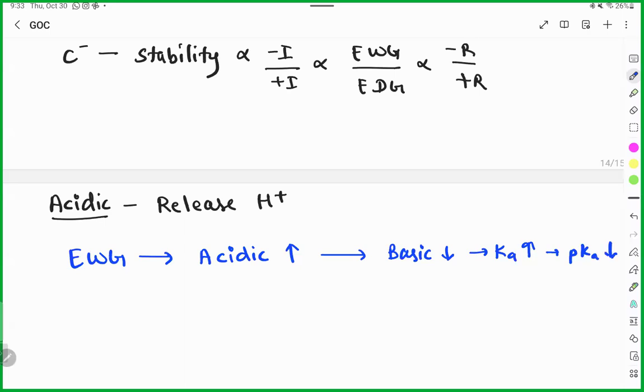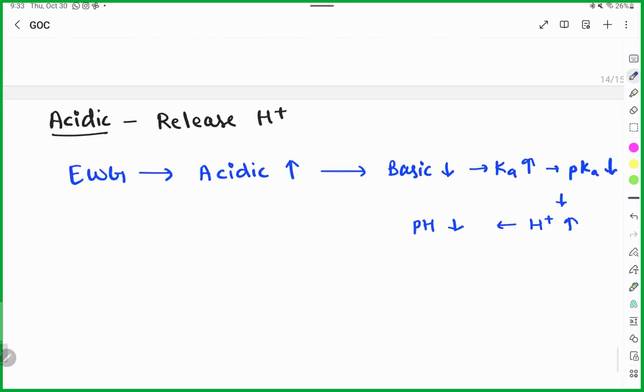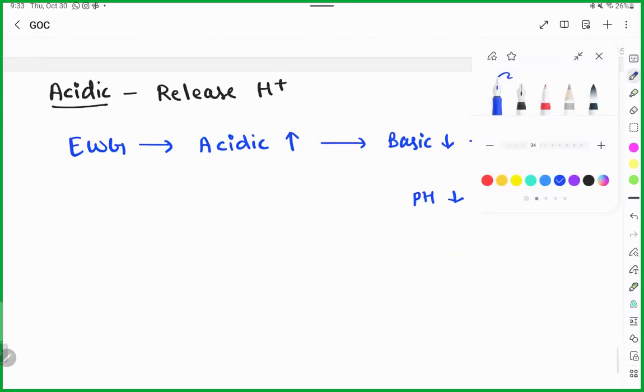Correct? And you know, if there is more acidic character, the H positive concentration will be more, and because of that, pH will be less. Make sense? Yes or no? In case of an electron donating group, everything will be ulta.